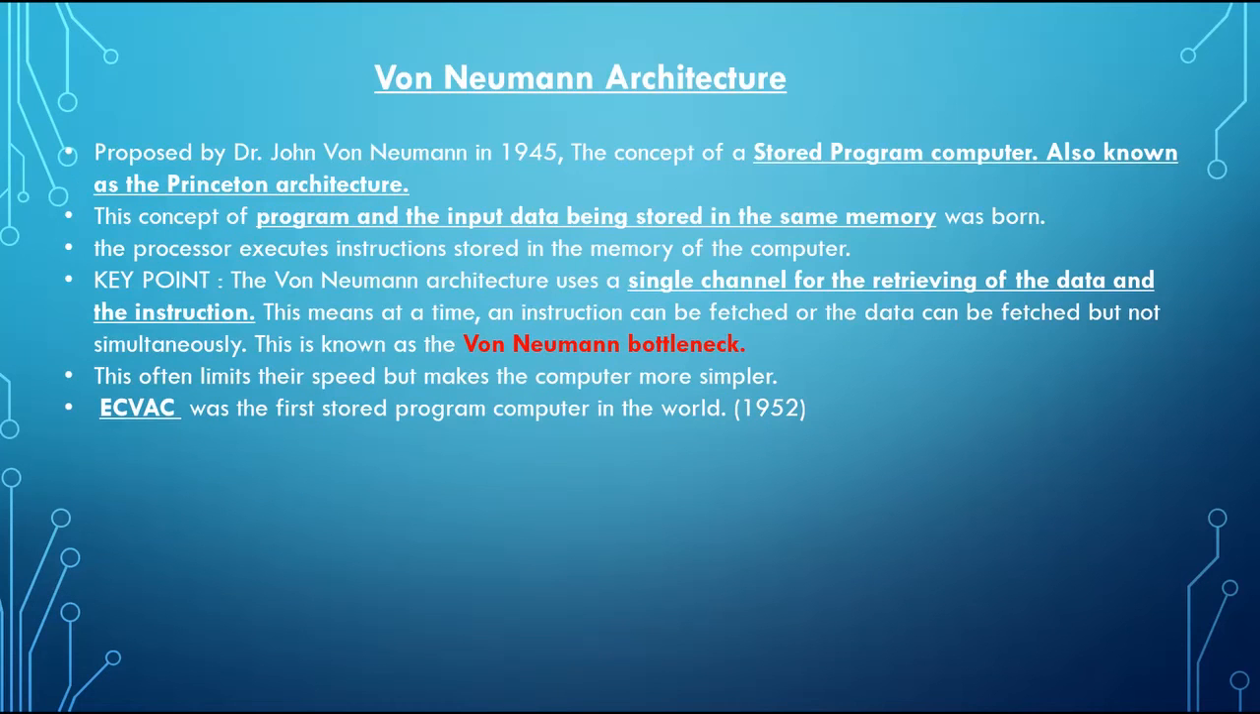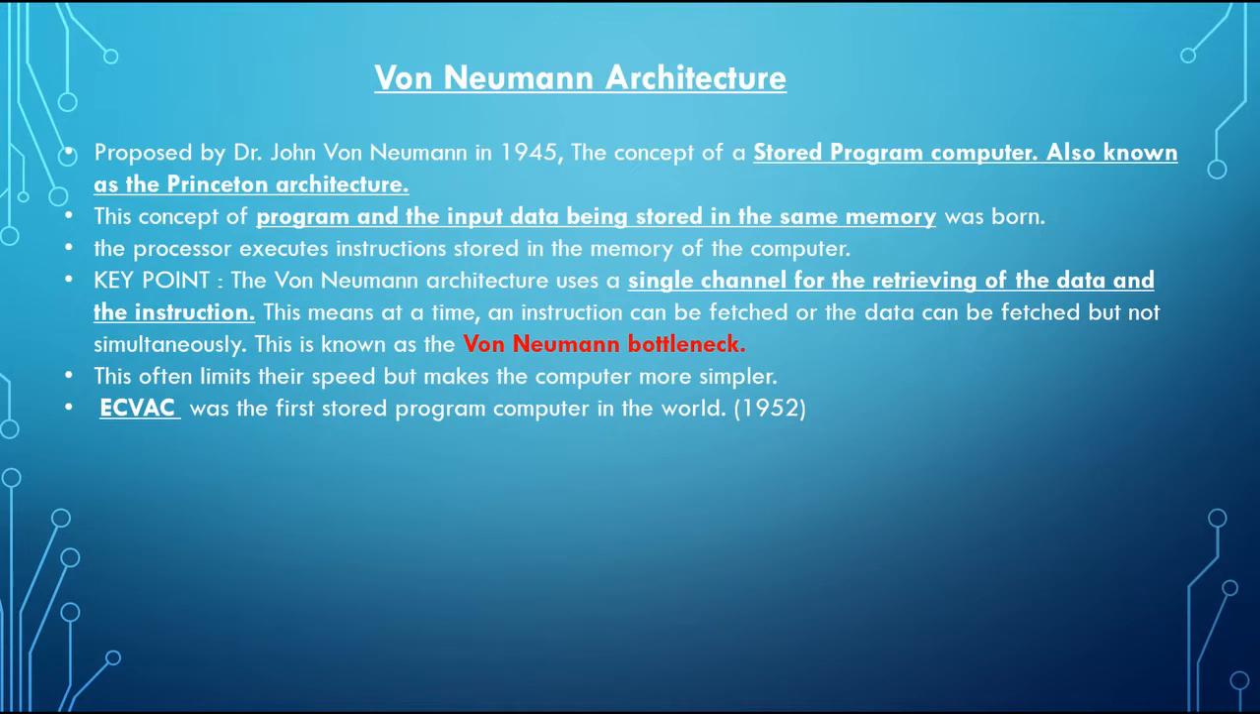Now let's have a look at the architecture of computers. The first one is von Neumann Architecture, also known as the Princeton Architecture. Now this is a really important concept in computing, so let's pay attention. It was first proposed by Dr. John von Neumann in 1945. The concept of a stored program computer was born.